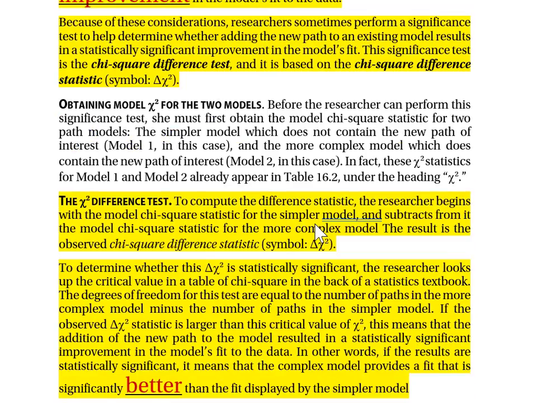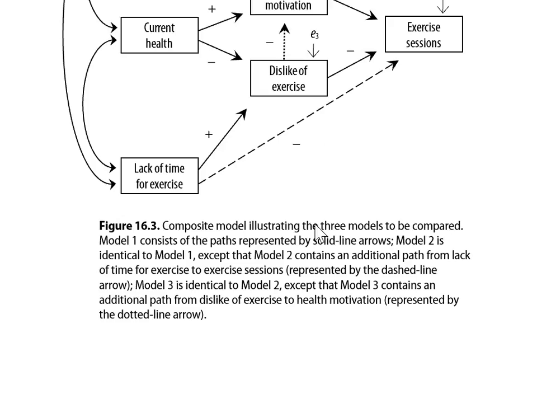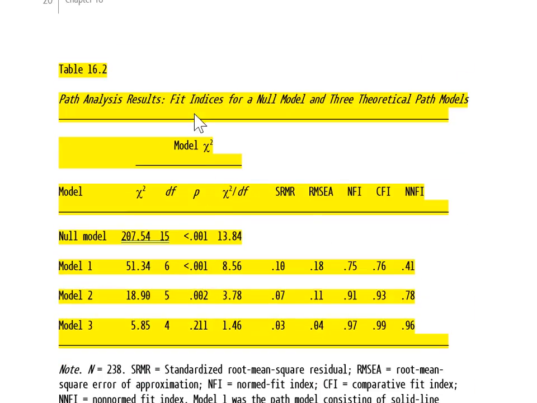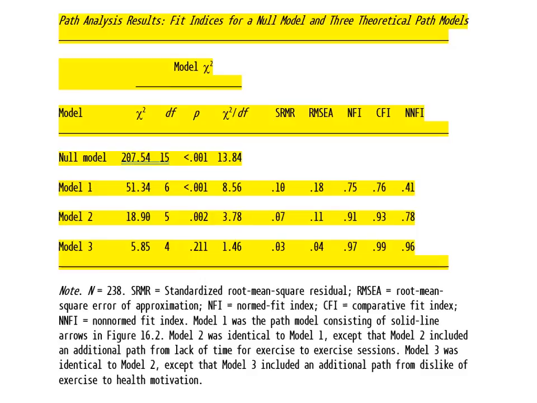Let's go back to Table 16.2. Table 16.2, Model 1 under the heading chi-square. Model 1, chi-square statistic is 51.34. In the same table, for Model 2, the chi-square statistic is 18.90. That's where the chi-square statistics come from.